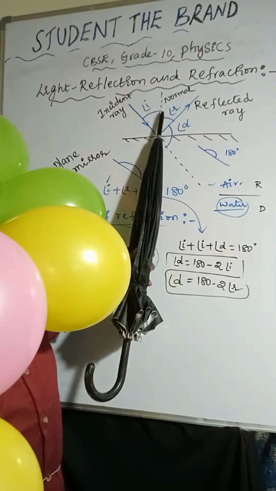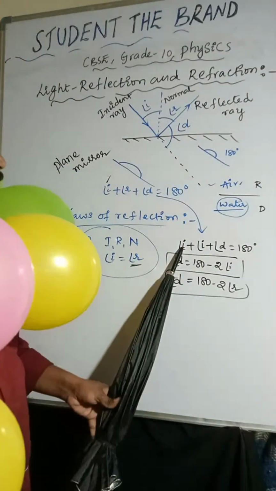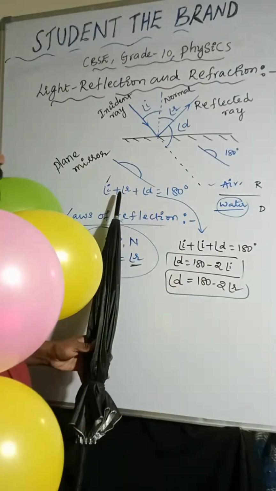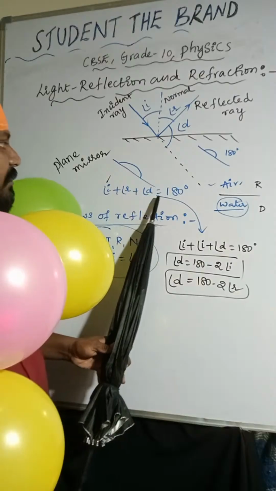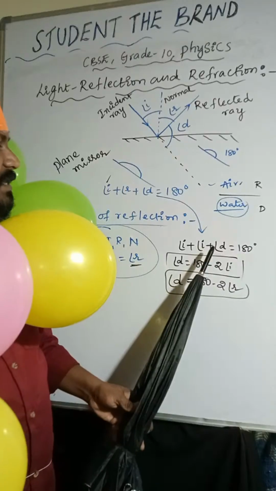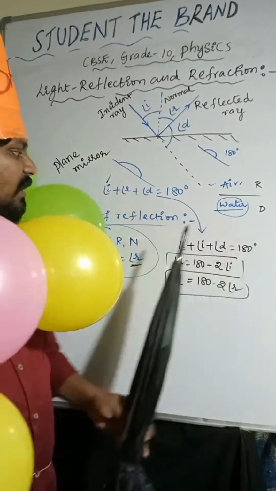Angle of incidence plus angle of reflection plus angle of deviation equals 180. Instead of angle of reflection, I'm substituting angle of incidence. Angle of incidence plus angle of incidence plus angle of deviation equals 180 degrees.